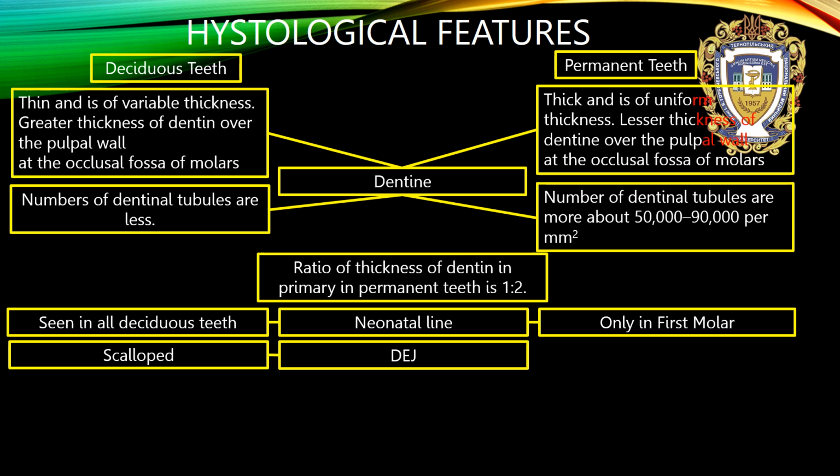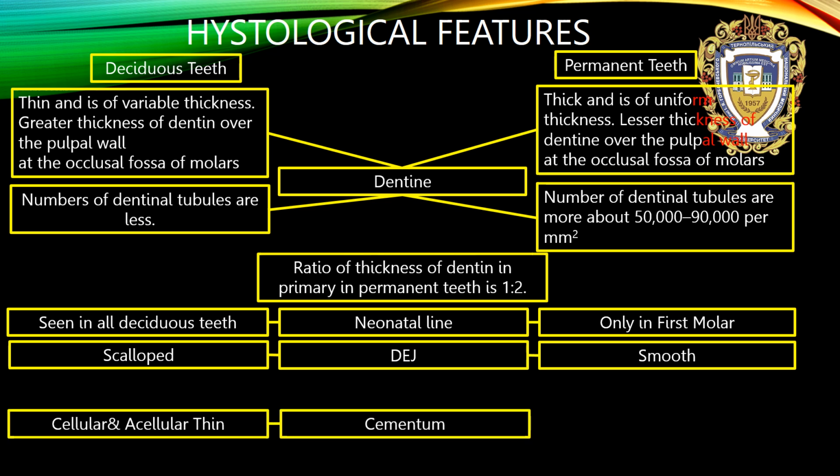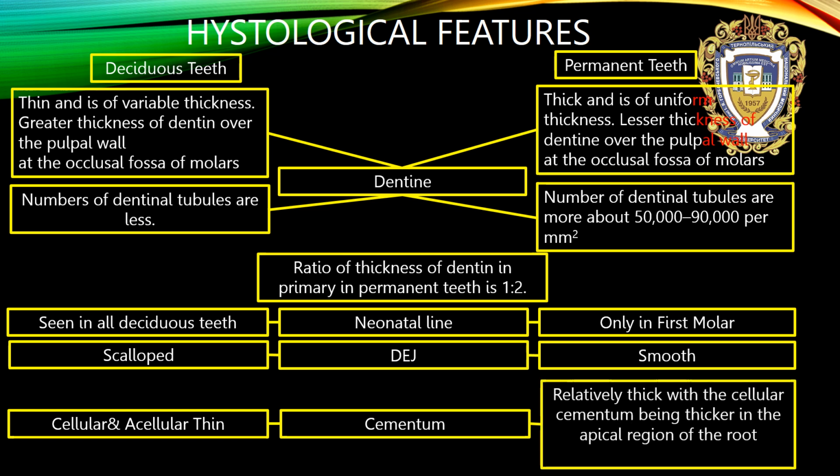The dentino-enamel junction in temporary teeth is scalloped, in permanent teeth it is smooth. And cementum. In temporary teeth, cellular and acellular cementum are thin. In permanent teeth, relatively thick, with the cellular cementum being thicker in the apical region of the root.